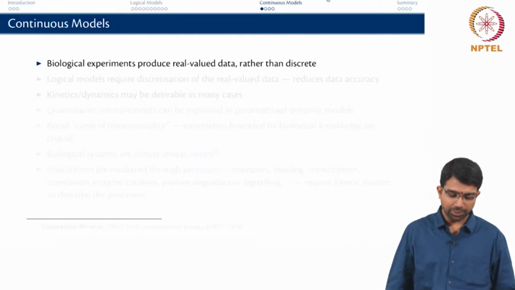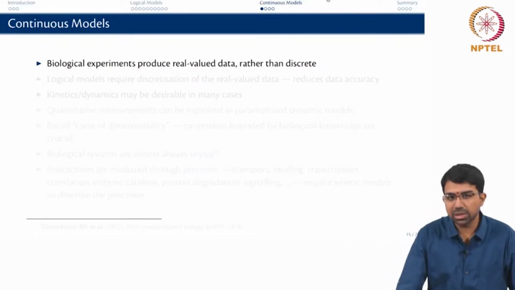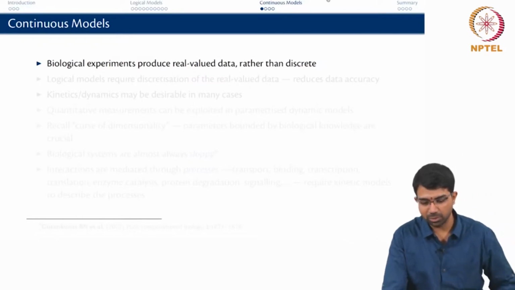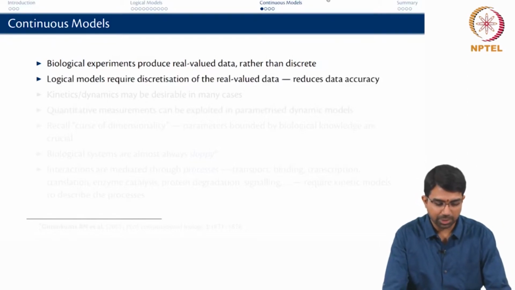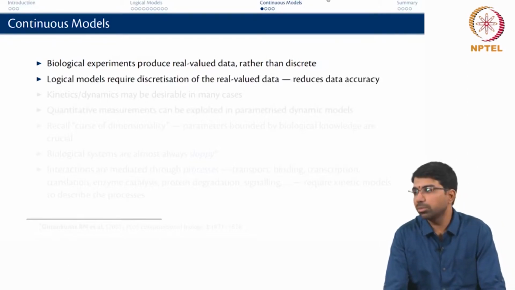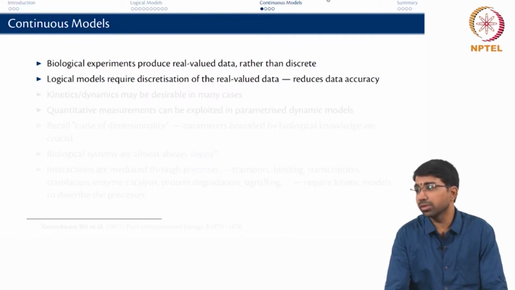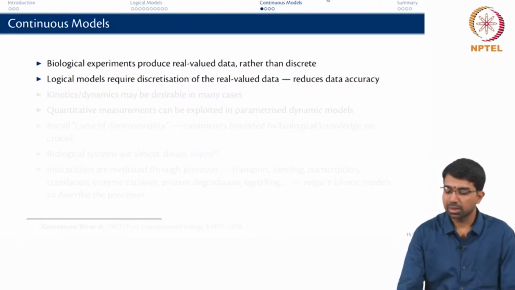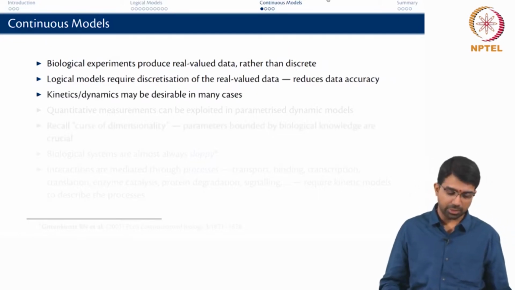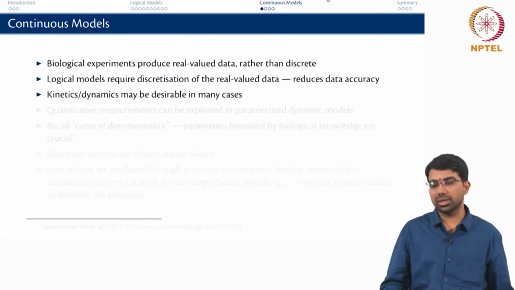but they are also useful in the case of regulatory network modeling. So, we have obviously real value data rather than discrete from most biological experiments, and you have to somehow use a threshold or something like that to discretize whatever real value data you get, which reduces accuracy, that is a problem.